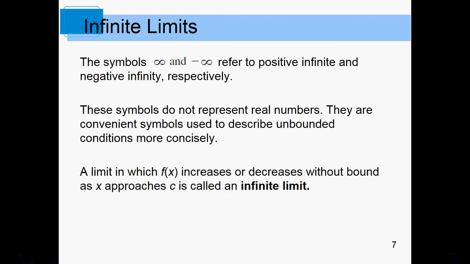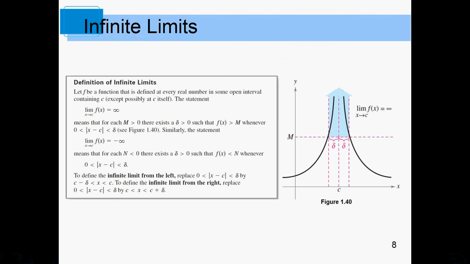So, infinity and negative infinity, everybody knows what these symbols are, right? One represents going to positive infinity and the other negative infinity. They're not real numbers. Infinity is not a tangible value. It's a concept. They're just symbols. So a limit that increases or decreases without bound as x approaches c is called an infinite limit.